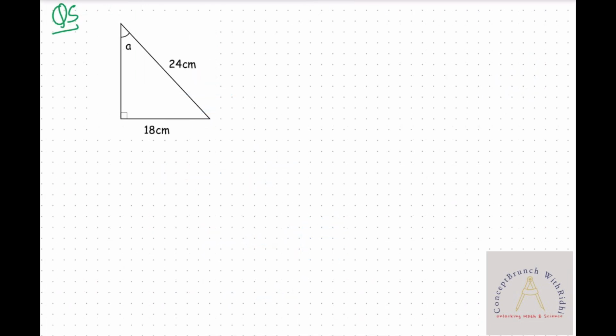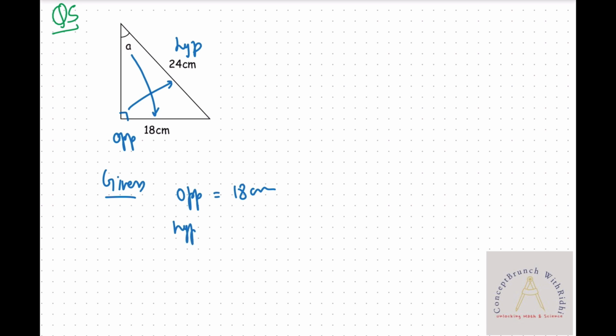Okay. So this is our last question for today's session. Here again, just see what is given for you. This is 90 degrees. So obviously before this is going to be the hypotenuse. And before the angle, this is going to be the opposite, right? So the information given for us is opposite, that is 18 centimeters. Okay. And the hypotenuse is given as 24 centimeters. And the angle they're asking.